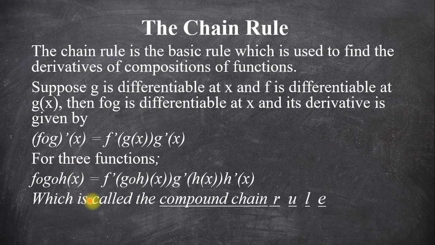This kind of function is called compound chain rule. If there are three or more functions, we call it a compound chain rule. So let us look at an example.